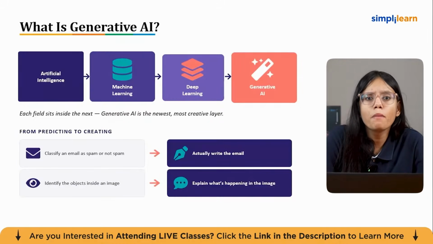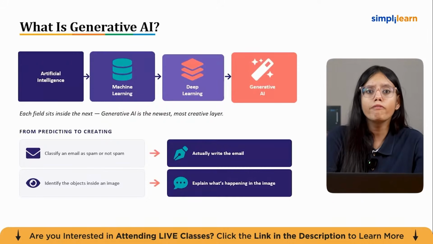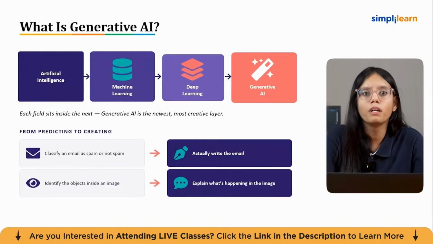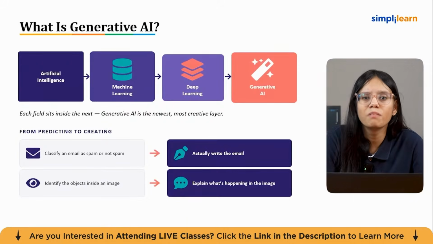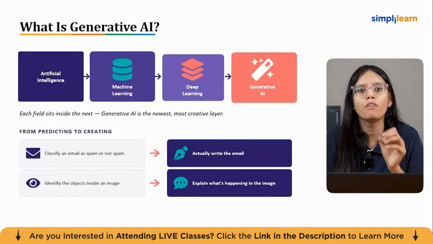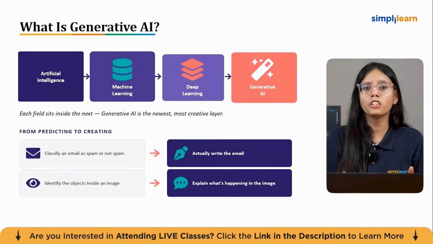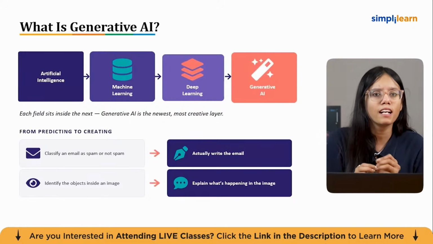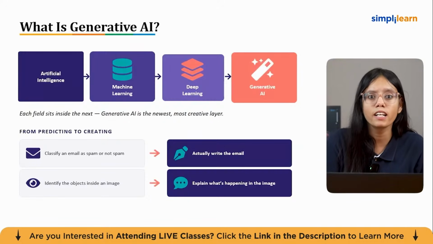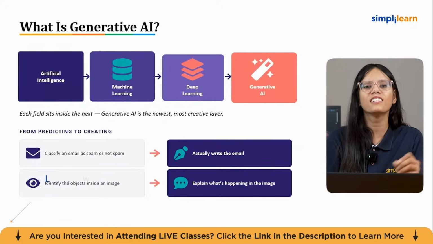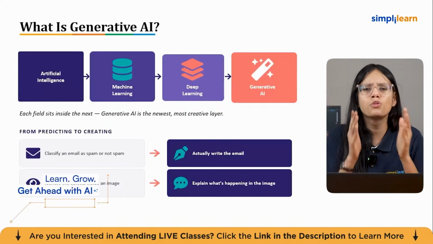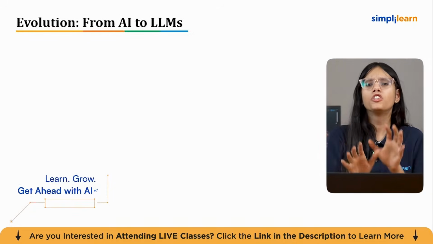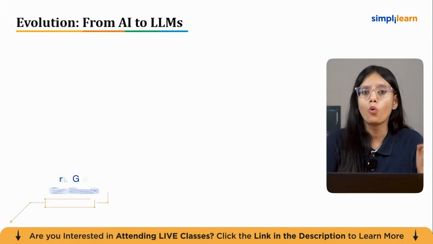A conventional computer vision model might identify the objects inside an image, but a multi-modal generative AI system can examine the image and explain what's happening inside it. This shift from mainly predicting and classifying towards generating and interacting is one of the reasons generative AI has become so influential. But generative AI didn't appear overnight.